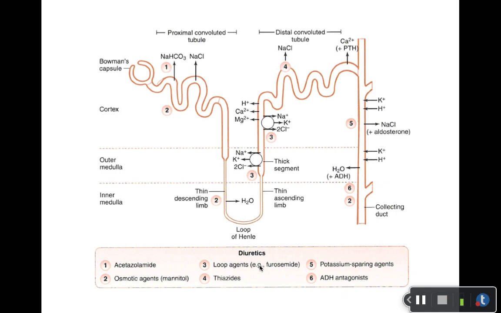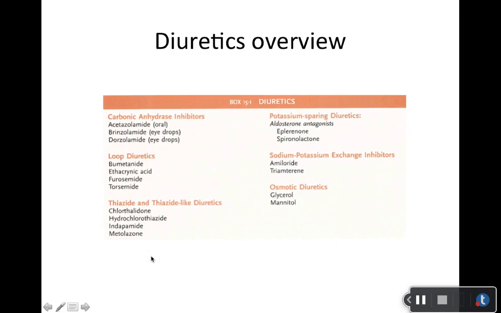And you'll see some of this repeated because, for testing purposes, I want you guys to know where these medications are working, and specifically which ones are loop diuretics and which ones are carbonic anhydrase inhibitors, which we don't have that here, but it's just number one is one of those. So anyway, here is the overview.